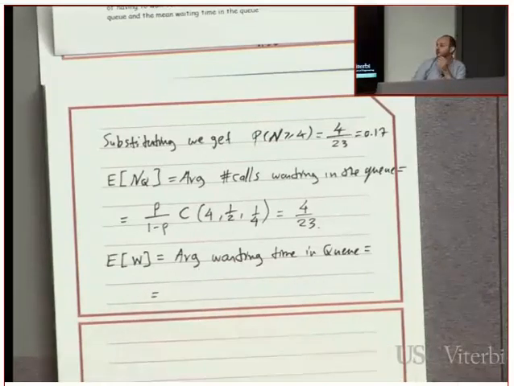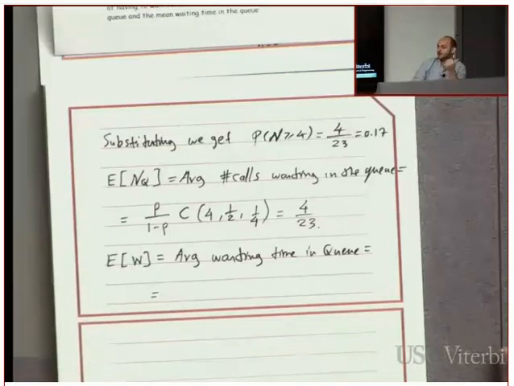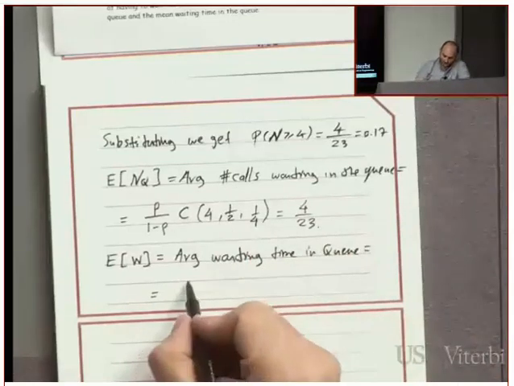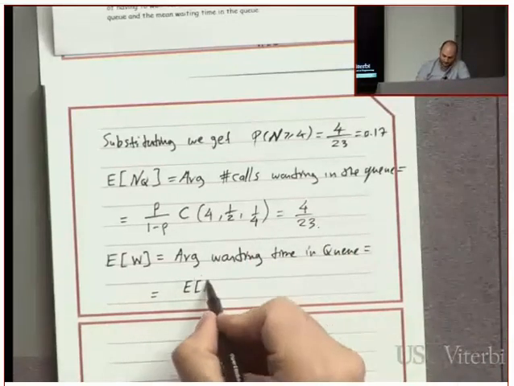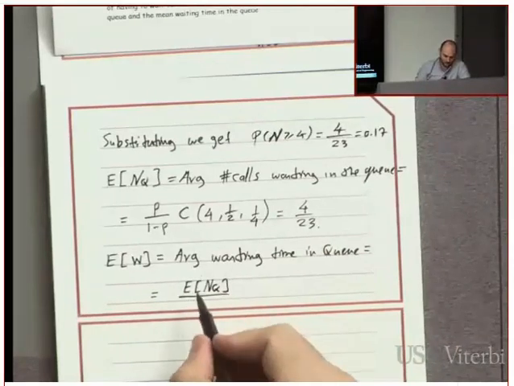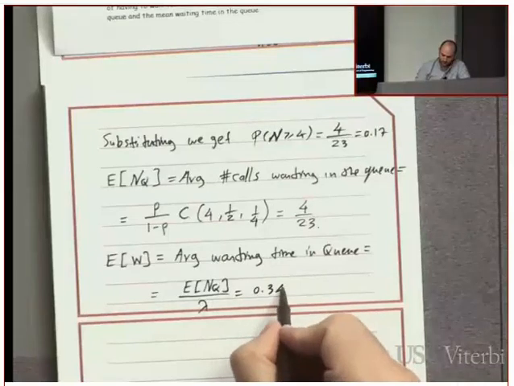do you remember a law called Little's law? Have you heard of that? It gives us a relationship between the queue length, the waiting time, and the arrival rate. All right? So in this particular case, we use a result like this. It's the expected number of calls waiting in the queue, E[NQ], over lambda. And this is 0.34.